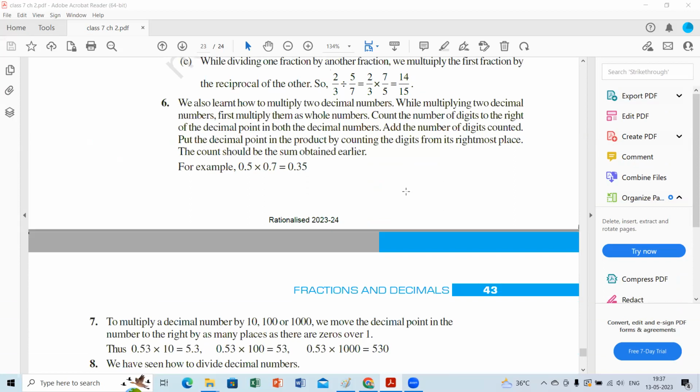Excellent, good. Anubhav, Meghna done, Leshita done, Kritika done. Anubhav? Yes, ma'am. Beta, sixth one. Okay, ma'am.